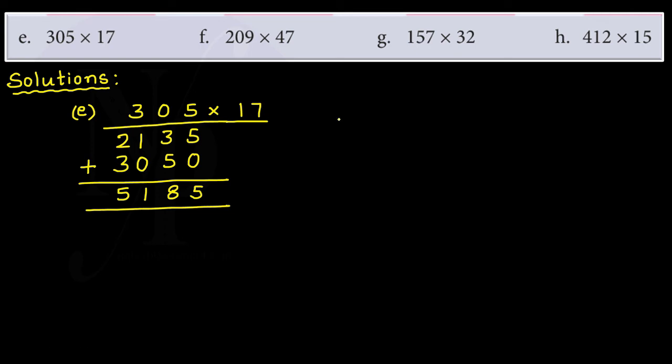Now let us move to the next question, F. So the question F is written here. Let us solve this now. Let's multiply 209 by 7 first. 7 nines are 63. So we write 63 here since the next digit here is 0. Now we multiply 2 by 7. 7 2s are 14.